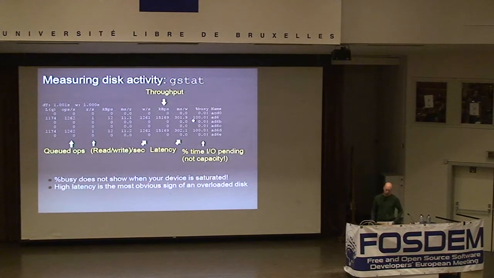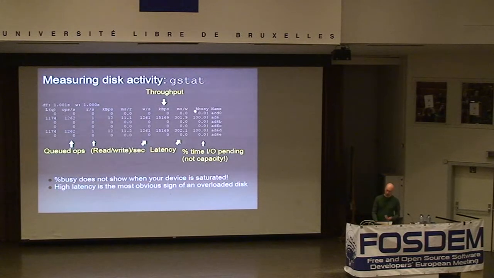So this is pointing to where an issue might lie. The percent busy column, by contrast, only tells you what percentage of time was at least one operation pending. So in this case, we have as many as 1,200 operations that are queued up. So these may be overlapped by the disk hardware, and at any given time, there may be several operations in the process of being completed. Or there may be as few as one at any given time.